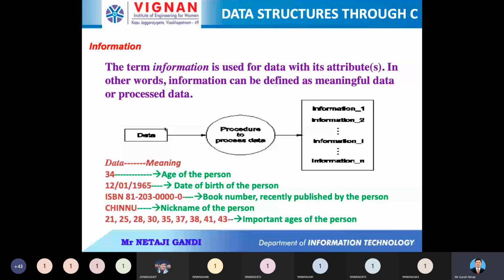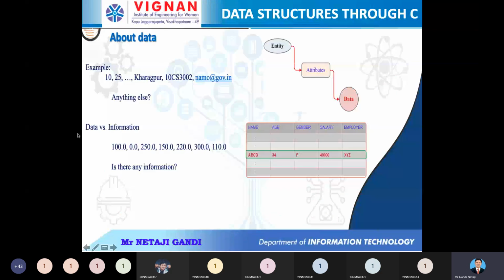What is 34 here? The age of the person. 12/01/1965 is the date of birth of the person. This is the book ISBN number. Different persons' ages can be stored, different values can be stored. That is called information. If you understand data and information, what is the relationship between these? This is called an entity, this is called an attribute. An attribute can be performed on the data. The combination of these three is one information. ABC is the name, age of the person is 34, gender is F, salary is 40,000, employee is XYZ. This is called information.